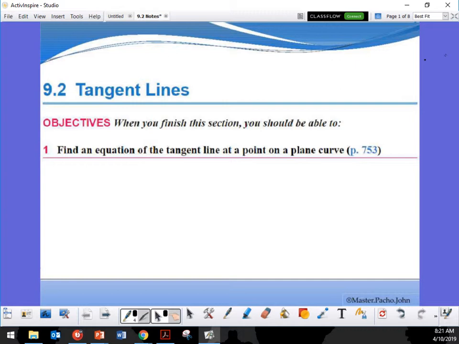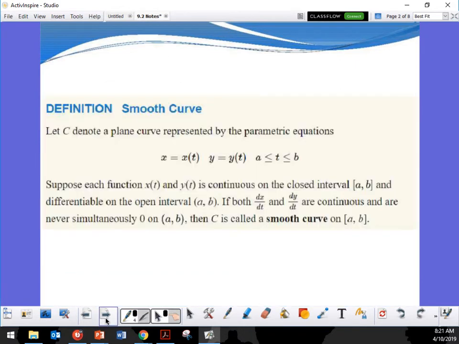All right. Okay, anyway, tangent lines and parametric. So there's a couple things. It's super easy. When I said it's easy, it's very easy. So think of it as like L'Hopital's. It's the derivative of the top over the derivative of the bottom, right? Okay, basically. So definition of smooth curve.